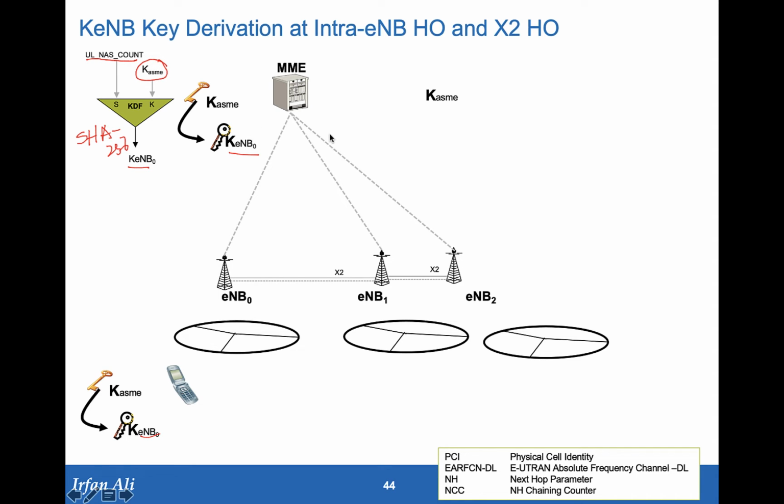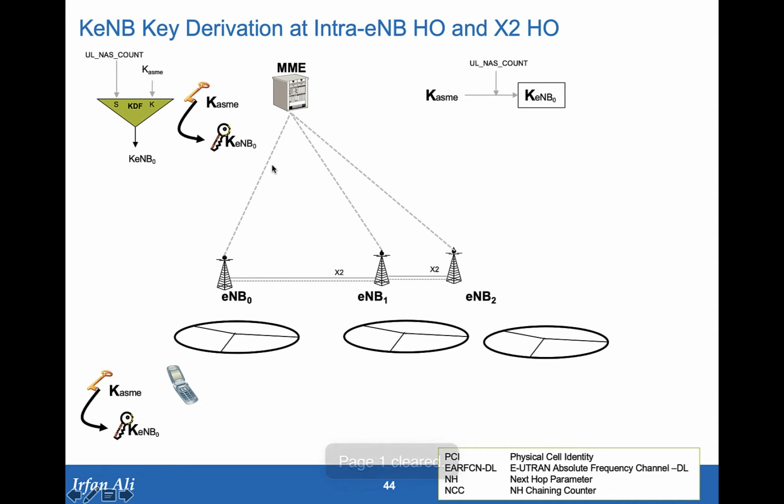And the network goes ahead. We will also represent this derivation with SHA-256 on the right-hand side by showing a notation where the uplink NAS count and the KASME come in, and out comes the KENB0. This is the equivalent short-form representation of the key derivation function that is going on, right?